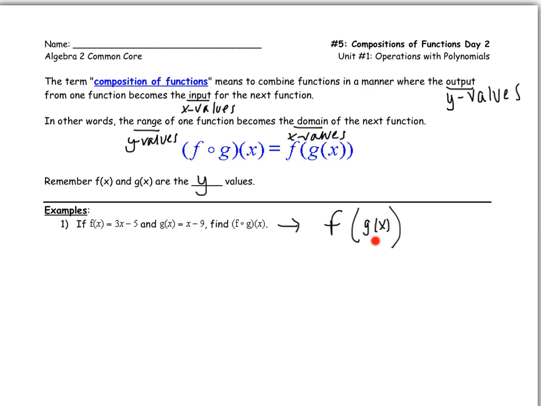So instead of g of x, let's write what it's equal to. So g of x is equal to x minus 9. So let's cross this off and put x minus 9. So now we want to find f of x minus 9. So let's start with writing the f of x function, and we want to find f of x minus 9.